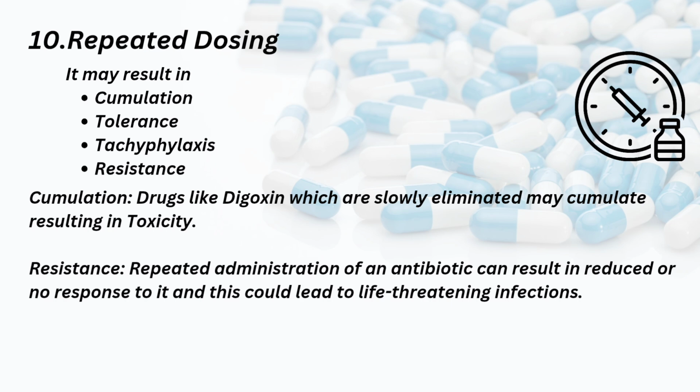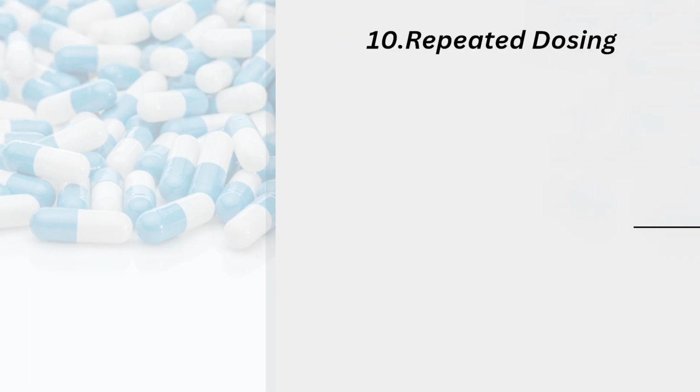The 10th factor is repeated dosing. When a drug is repeatedly administered, it may result in accumulation, tolerance, tachyphylaxis, and resistance. Accumulation. When a drug is repeatedly taken and elimination is slow, it leads to accumulation in our body, resulting in toxicity. Example, digoxin. Resistance. Repeated administration of an antibiotic can result in reduced or no response to it, and this could lead to life-threatening infections.